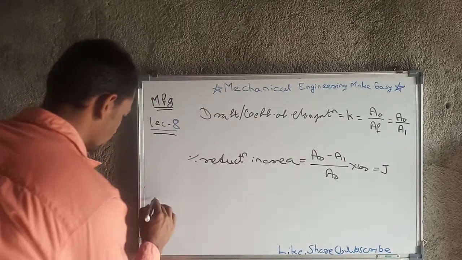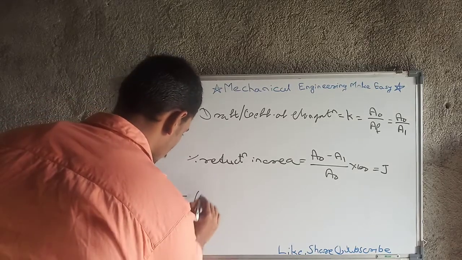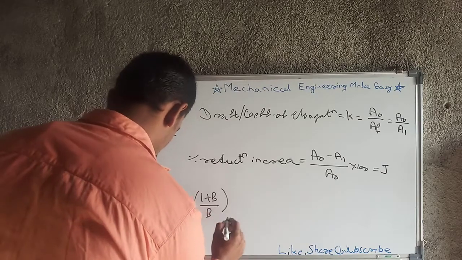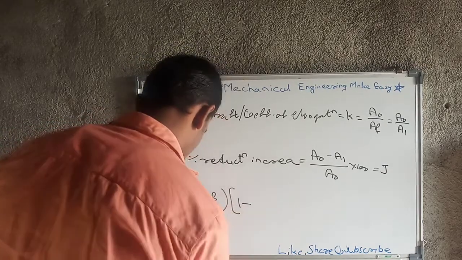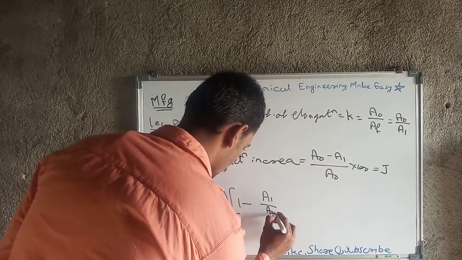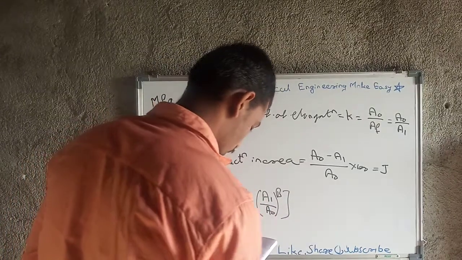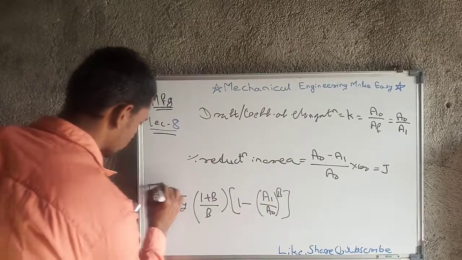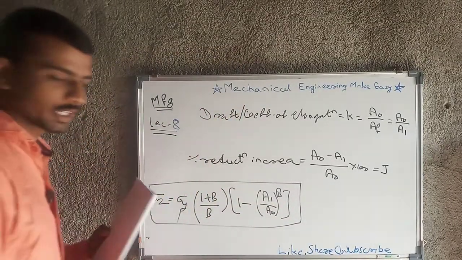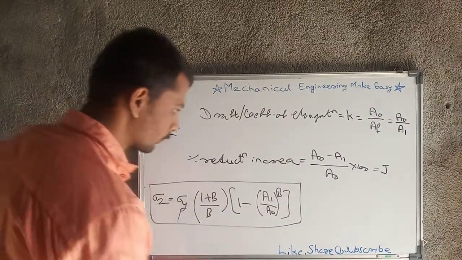Then sigma 2, the drawing stress, is equal to sigma y into (1 plus B) upon B into [1 minus (A1 upon A0) raised to B]. This is the formula for drawing stress. How much drawing stress we will need depends on the yield stress of the material, the original area, the final area, and the B.